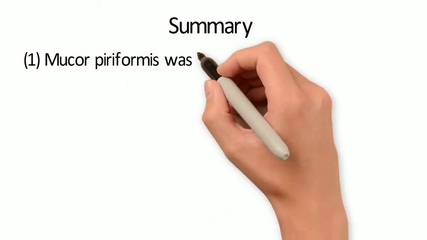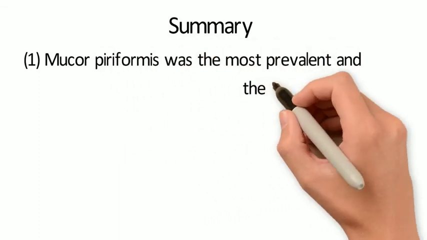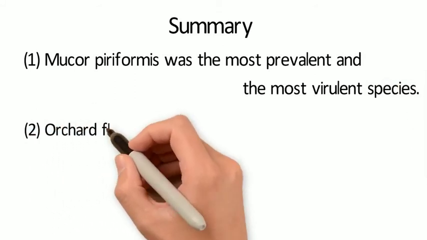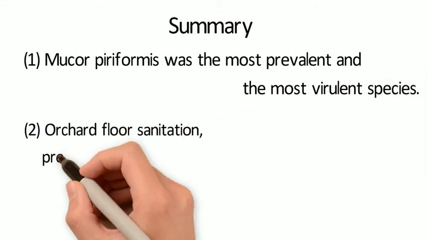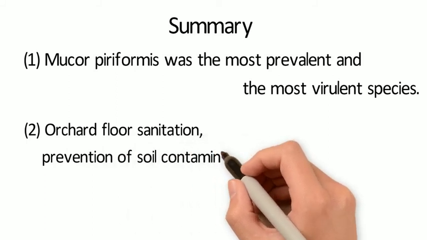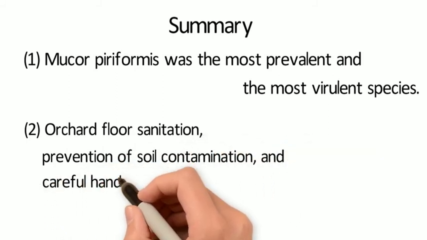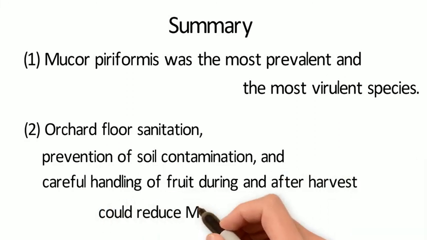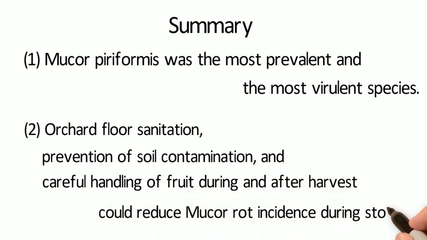Here is a summary. Mucor piriformis was the most prevalent and the most virulent species causing Mucor rot on mandarin fruits in California. Orchard floor sanitation, prevention of soil contamination, and careful handling of fruits during and after harvest could reduce Mucor rot incidence during storage.